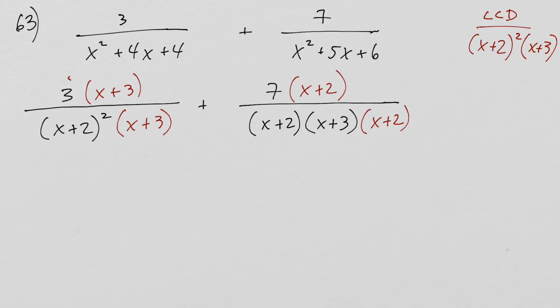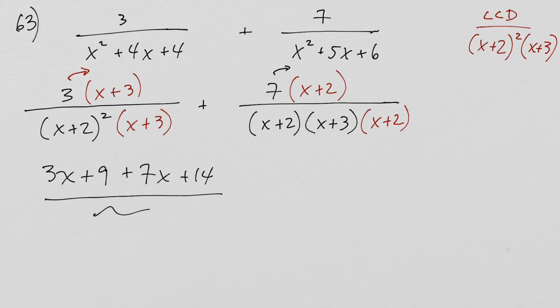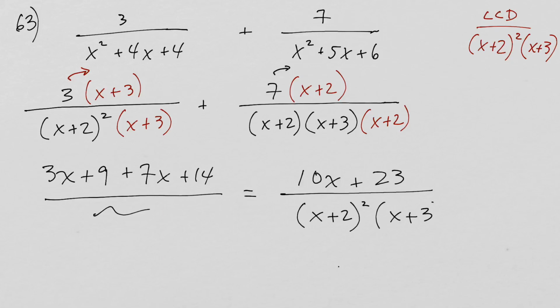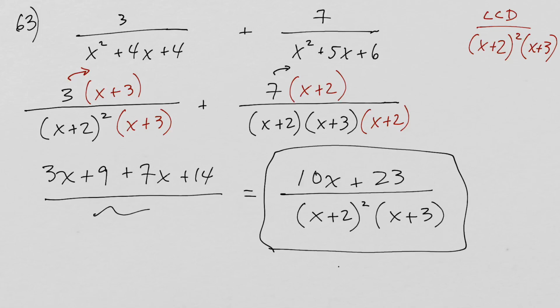Okay, when I distribute this 3, I'm going to end up with 3x plus 9. When I distribute the 7, I'll get plus 7x plus 14. I'm going to do that because I don't want to write that until I have to. So this is going to be 10x plus 23 when I combine like terms. And now I have to write the denominator because I need to show that in my answer. That's not simplifiable, so that's my final answer.